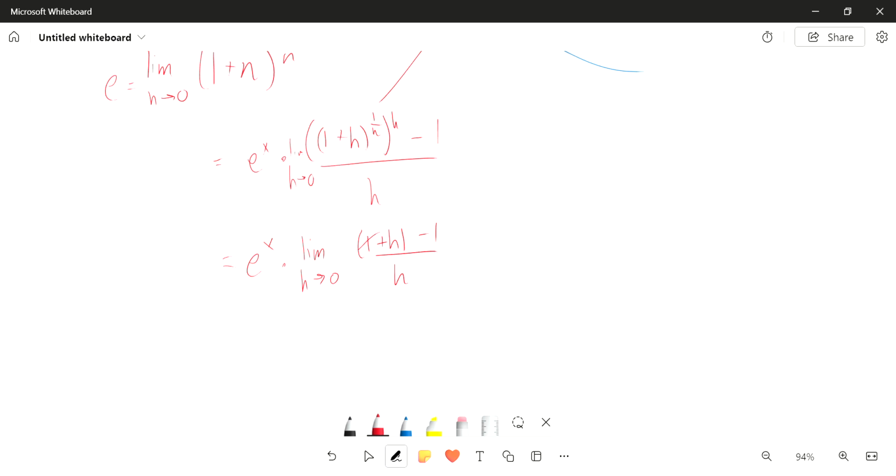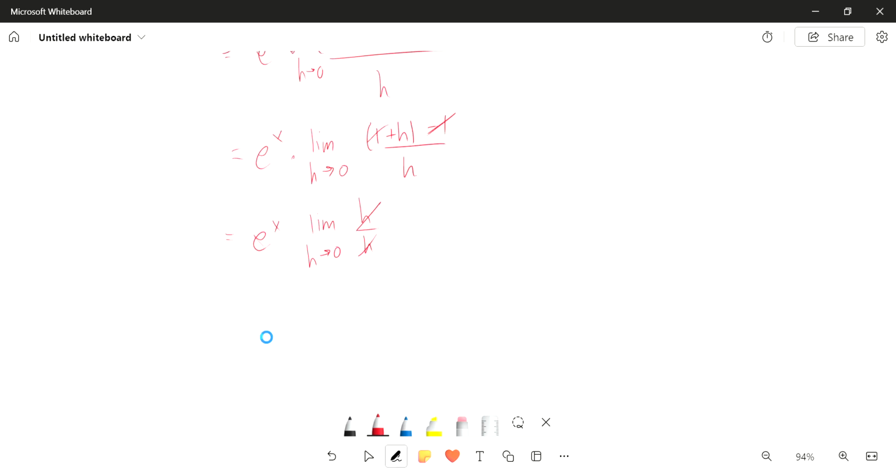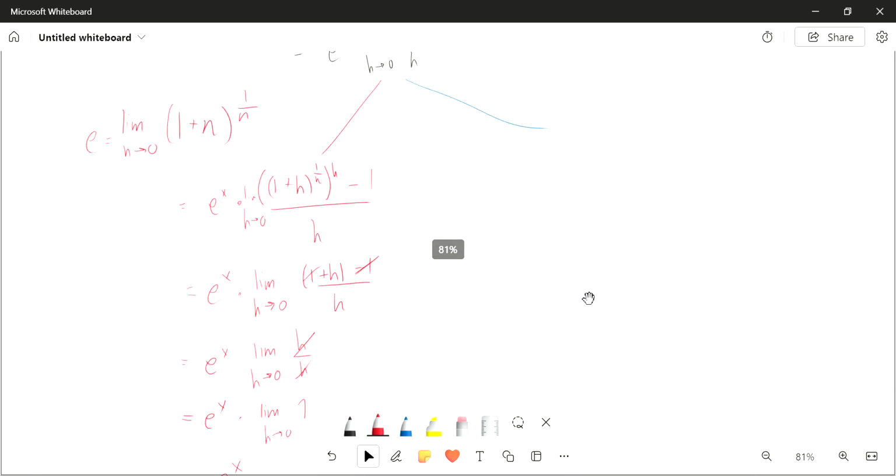And so the next step is this 1 and that 1 cancel out. So we have e to the power of x multiplied by the limit of h over h as h approaches 0. The h and h also cancel out. So we have e to the power of x multiplied by the limit of 1 as h approaches 0. And this is where the sudden realization kicks in, that the derivative of e to the power of x is e to the power of x. That's pretty neat, right? It's its own derivative. You don't see that pretty often.